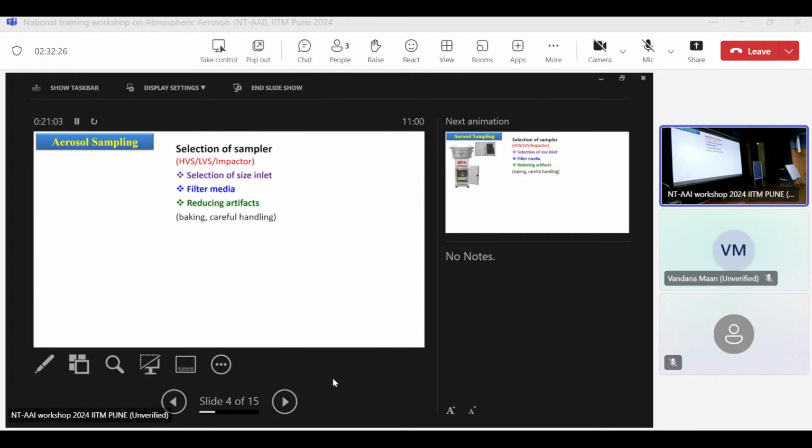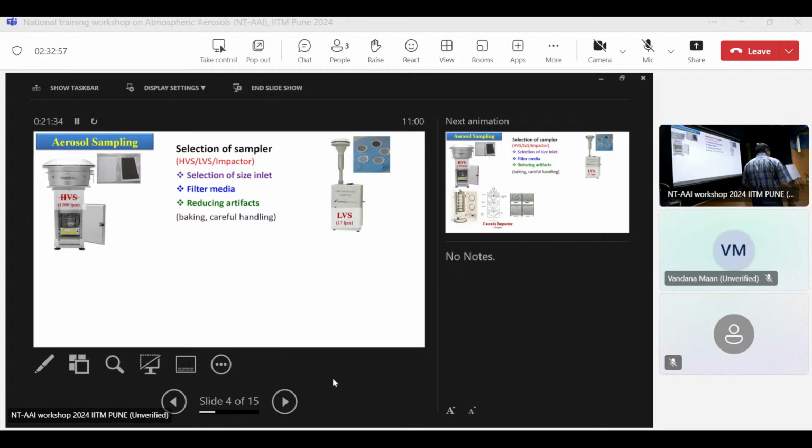It's 500 to 700 liters per minute. So 500 or more. Usually whenever we talk about high volume sampler, it is 1.2 or 1.3 meter cube per minute. When you multiply meter cube by 1000, that is 1200, 1300 liter per minute. When you say low volume, it is about 1 meter cube per hour. That is about 16.7 liter per minute. Okay. So high volume sampler, low volume.